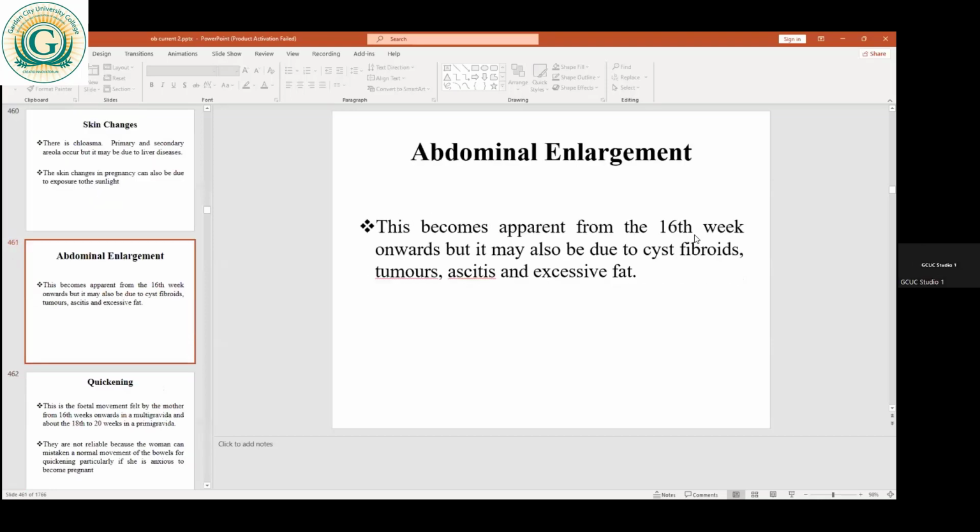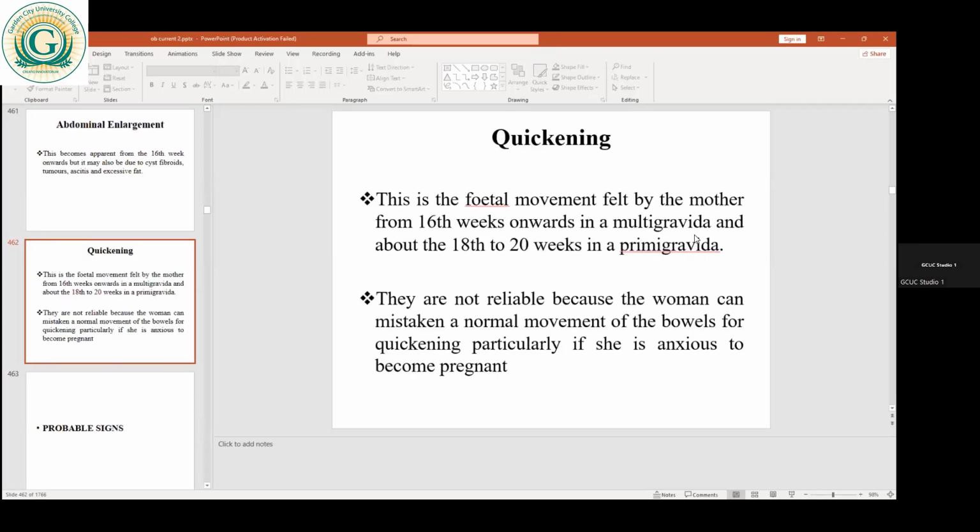Abdominal enlargement: when you get somebody with abdominal enlargement, it does not necessarily mean that the person is pregnant. It can be fibroid or tumors. And then fetal movement felt by the mother, quickening, is not a positive sign of pregnancy. It is a presumptive sign.